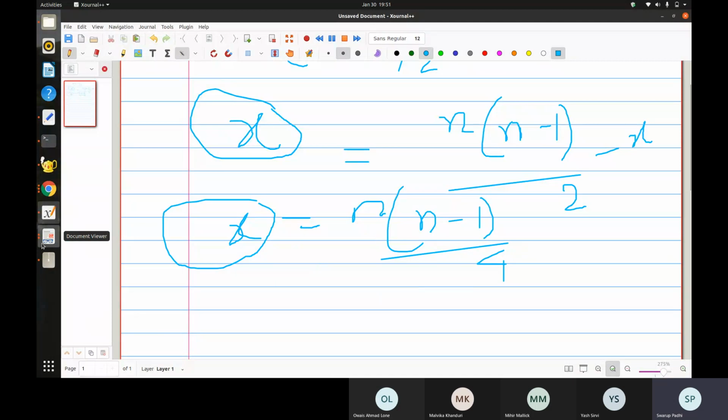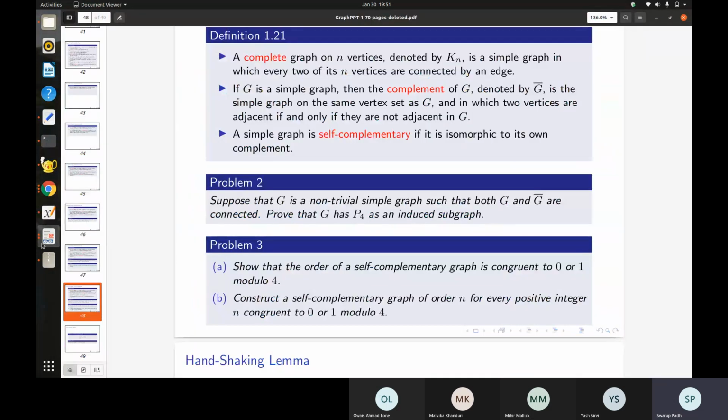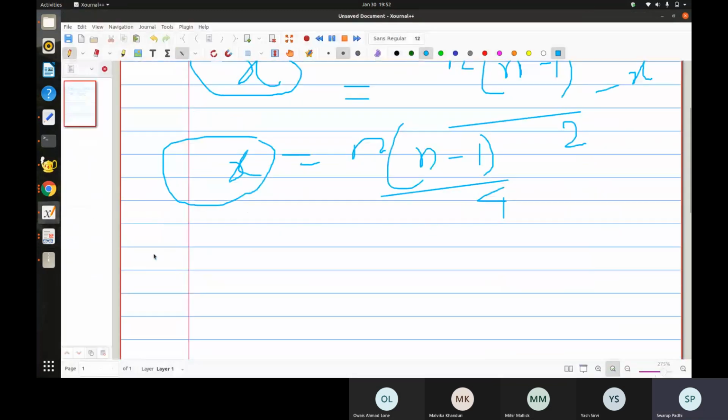And the next part is: construct a self-complementary graph of order n for every positive integer n congruent to 0 or 1 modulo 4. So basically, I'm giving you some order n, some number of vertices, and you have to construct a self-complementary graph. Can someone think how you can do this? I have just given you n vertices and you have to come up with a self-complementary graph.